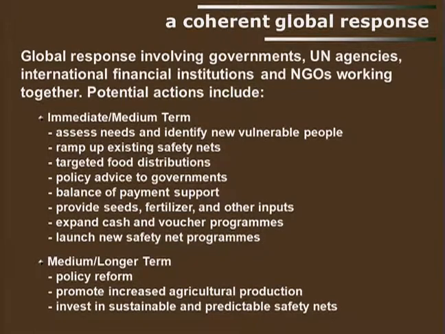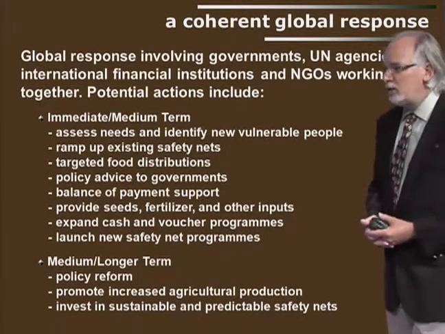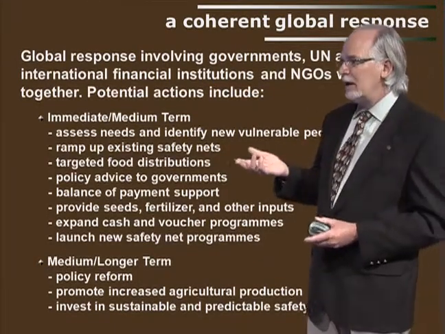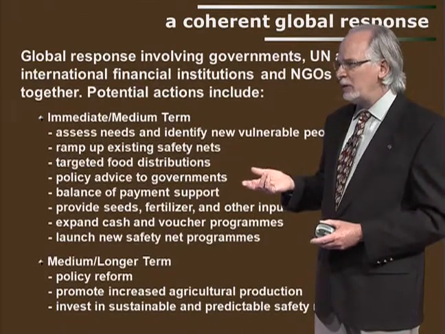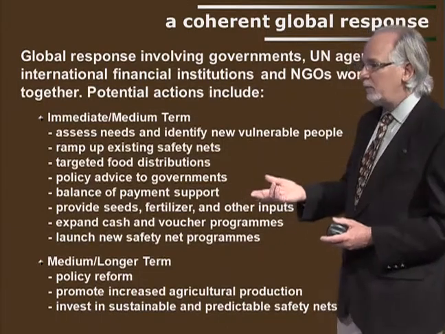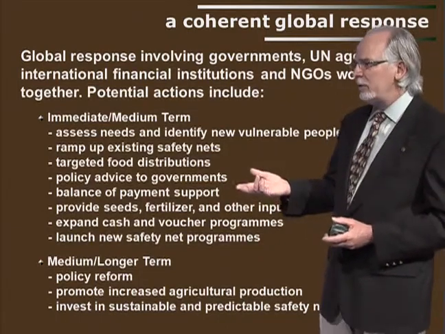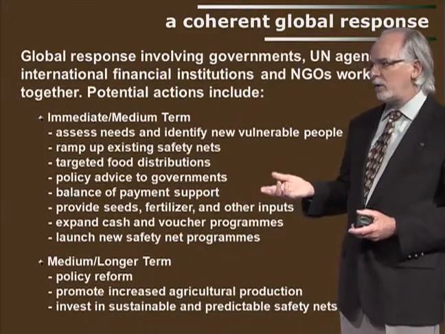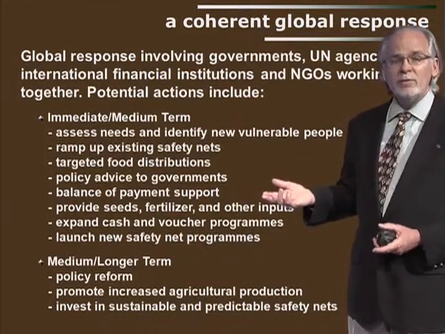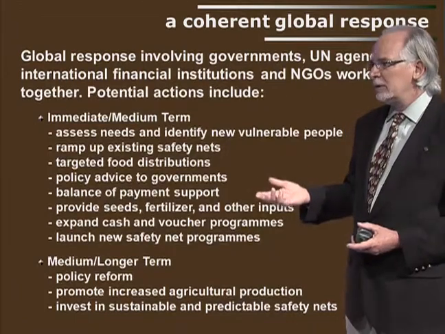Help countries ramp up existing safety nets where they do exist. Many middle-income countries are well on their way in this regard. Targeting food distributions, the few resources that we may have, we need to look at how we can make them most effective. Policy advice to governments on how best to deal with these situations as they evolve. Balance of payment support, which is again coming from the international financial institutions. Many of our sister agencies will be involved in providing seeds and fertilizer and other inputs, which we have to pay for. But again, the prices are going to be going up.